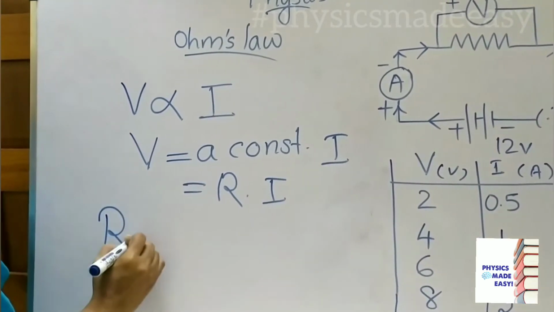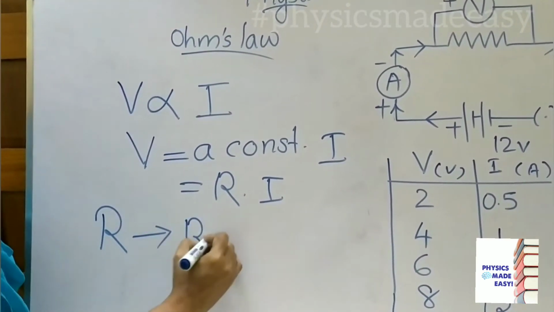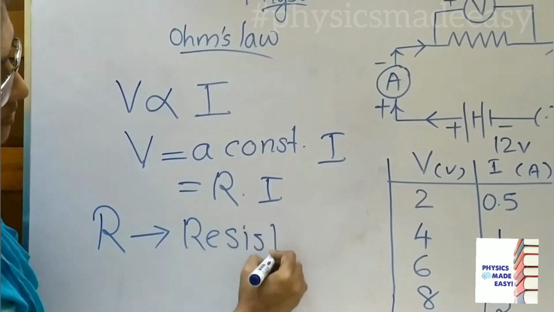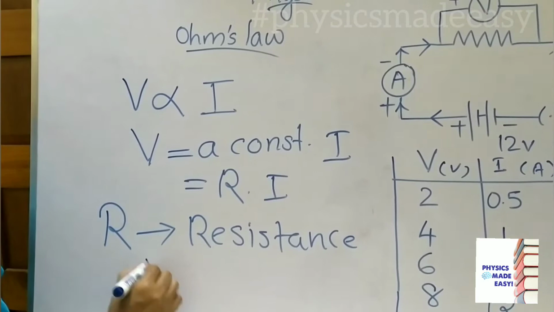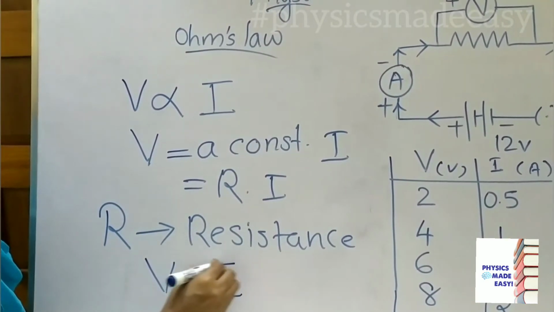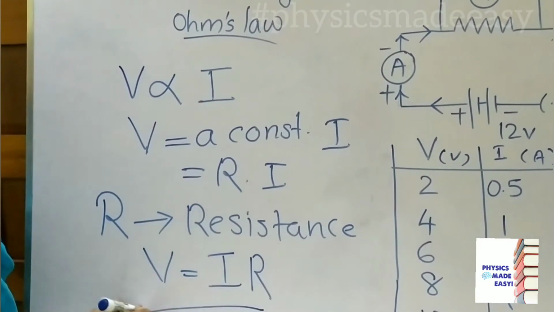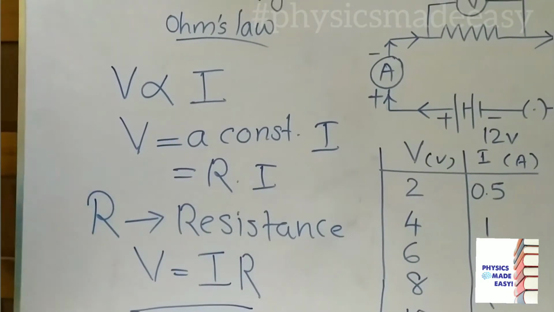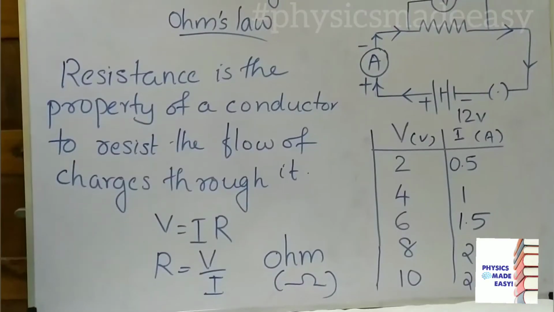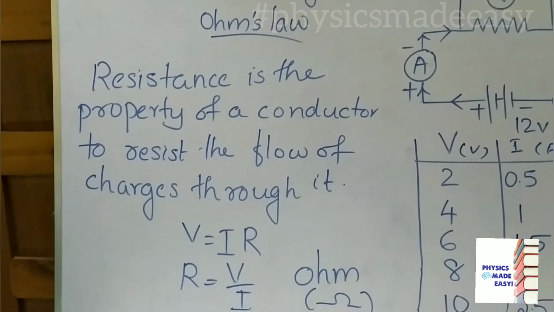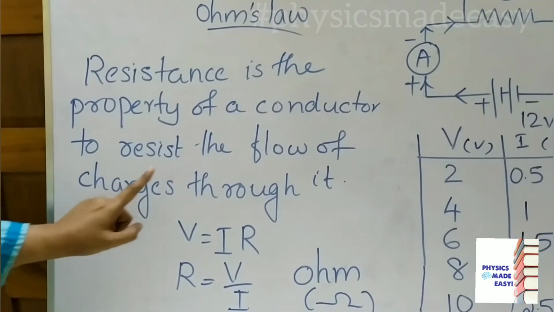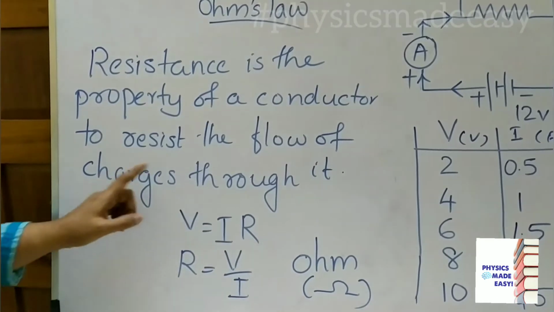This R, we can give one name to this R, that is resistance. Okay, from this we can write V is equal to IR. This is the mathematical expression for Ohm's law. What is resistance? Resistance is the property of a conductor to resist the flow of charges through it.